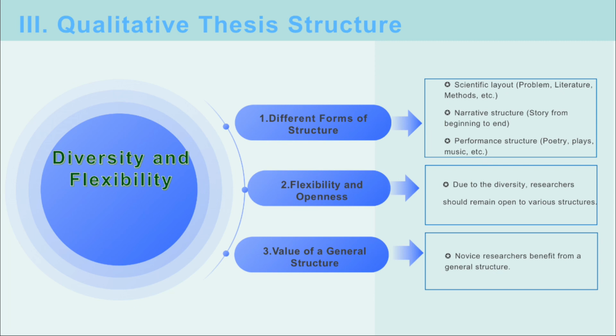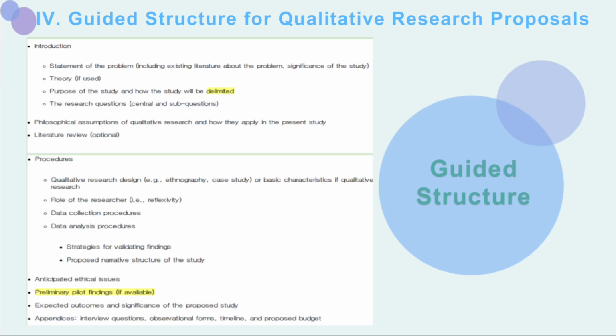2. Flexibility and openness. With such diversity in structuring, it's essential for researchers to be adaptable. This means being open to using different structures depending on the research topic and audience. 3. Value of a general structure. Novice researchers benefit from a general structure. Novice researchers refer to those who are new to research. The book suggests starting with a general structure. It provides a foundational guideline, making the research process smoother for beginners.